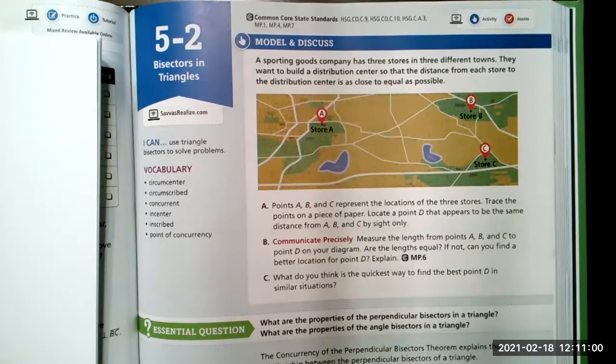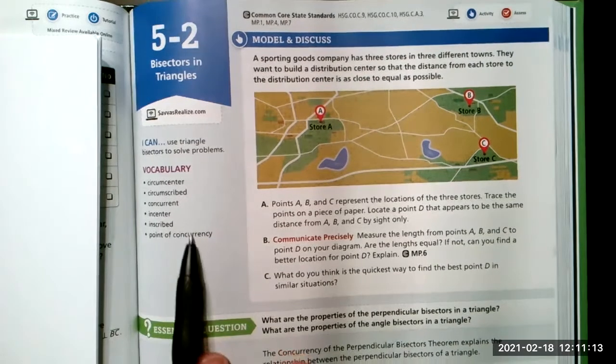Today we're going to take a look at 5.2, bisectors in triangles. As we go through this lesson, there is a lot of vocabulary. They kind of listed it over here to the side.